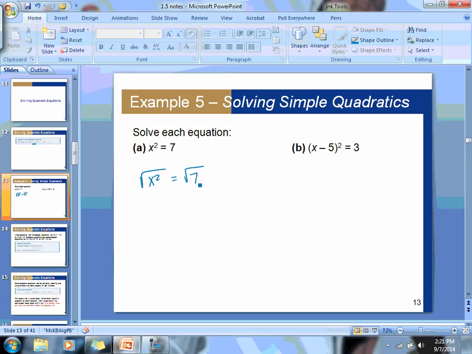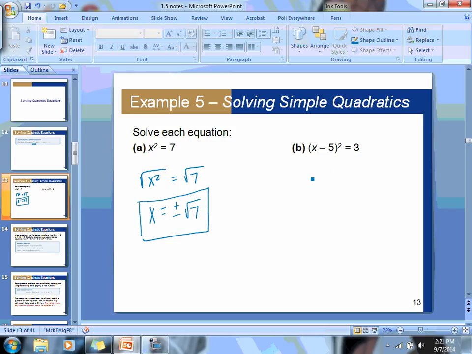Now remember, when you do that, technically, you're undoing the squared, but you're also producing two answers, a positive and a negative. Because we could take a positive square root 7 times itself and get 7, or we could take a negative square root 7 times itself and get 7. So don't forget that when you are physically taking the square root of something, when that is your work and that is your step that you're writing in, you're going to get a positive and a negative in your answer.